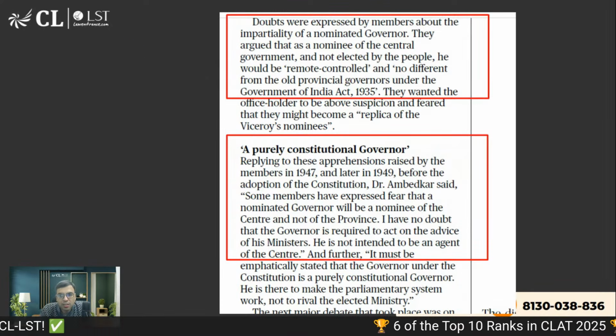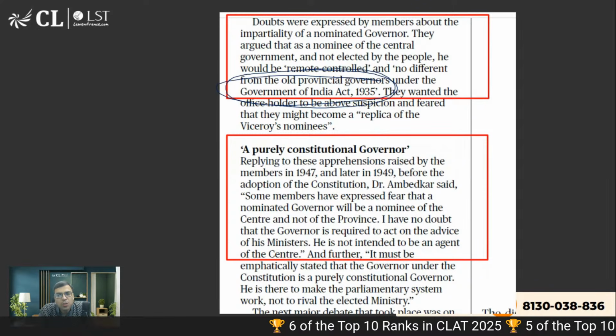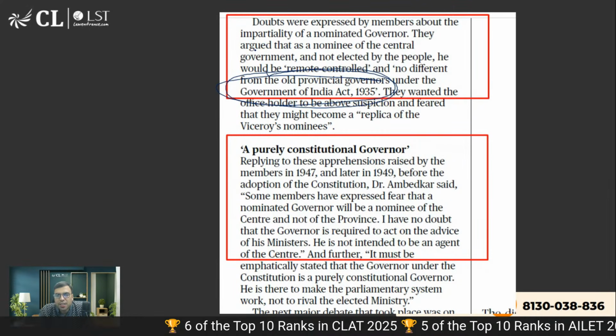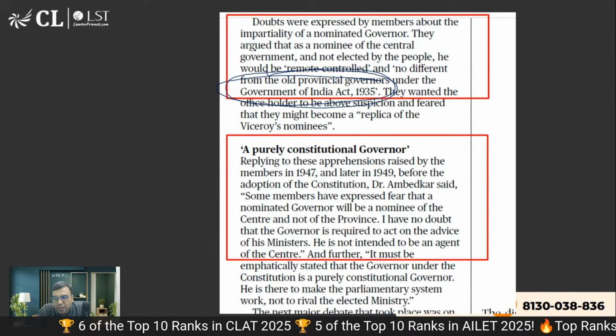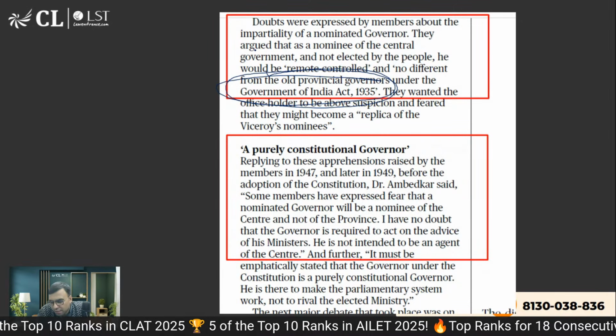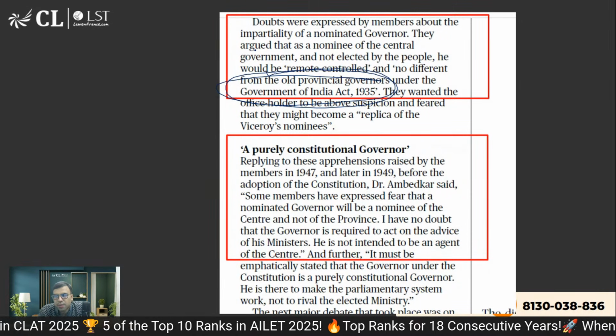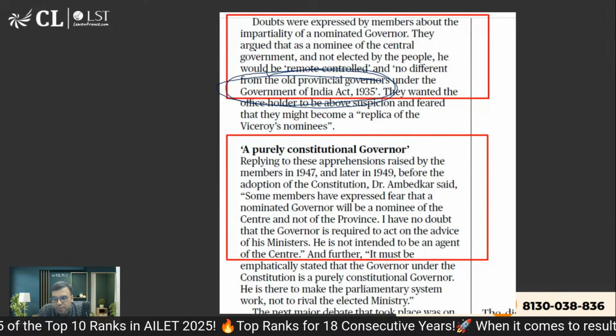Okay, so that is done. The author is quoting the Government of India Act 1935. Now, why is the Government of India Act 1935 so famous? Can anyone tell me? What is special about the Government of India Act 1935?